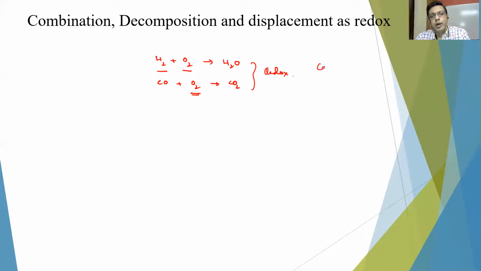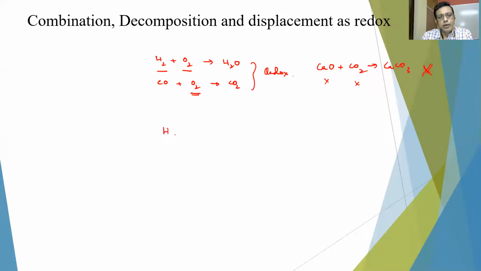But if we say a combination like calcium oxide plus carbon dioxide gives calcium carbonate, this type of combination where none of the reactants is in the elemental form is not a redox reaction. So all combinations are not redox. Similarly, if we talk about decompositions, where at least one of the products is in the elemental form, it will be a redox reaction. Suppose we take the reaction in the reverse way.